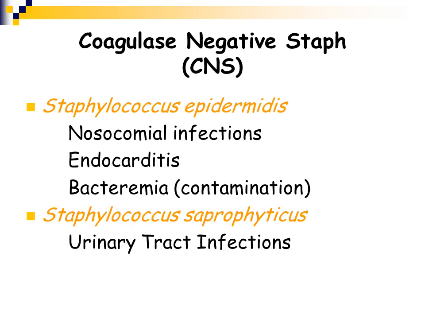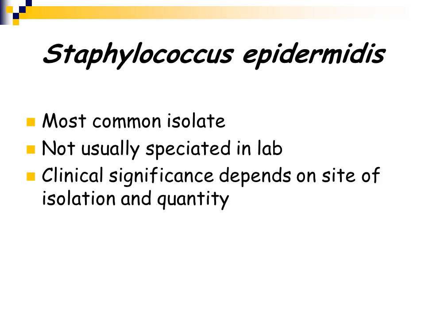Staphylococcus saprophyticus is a CNS that is commonly associated with urinary tract infections. Staphylococcus epidermidis is the most common isolate of the coagulase-negative staphylococci. Many times it's not speciated in the laboratory. Usually in the lab, CNS is called exactly that. It's CNS, and most of the time it's a contaminant, so it's not worked up in order to figure out exactly what the species is. It's just called a CNS.